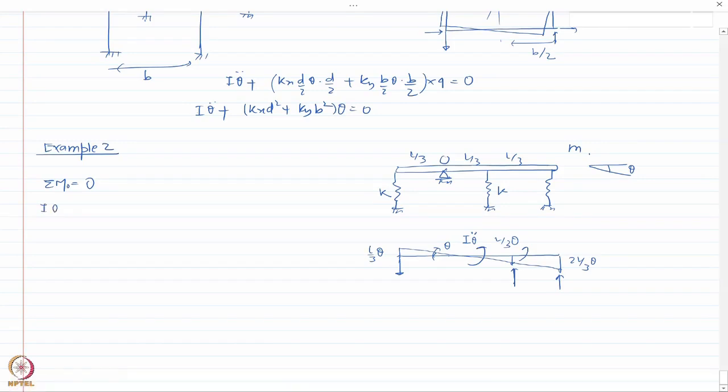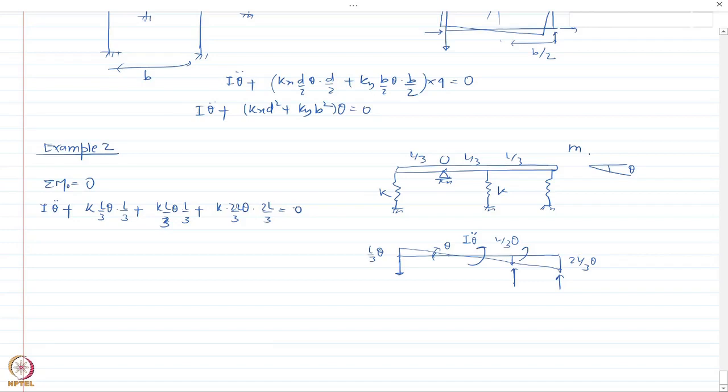I get I theta double dot plus the moment of this force. All these three spring forces are in the same direction, the counterclockwise direction. So it would be KL by 3, which is the spring force, times the lever arm about the point of rotation, L by 3. Again, for the second spring, KL by 3 times theta times L by 3. And then the rightmost spring would be K 2L by 3 times theta into 2L by 3. And that should be equal to 0.